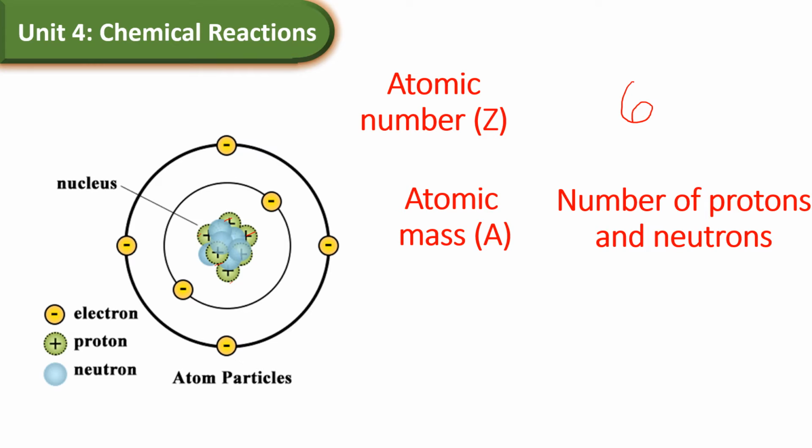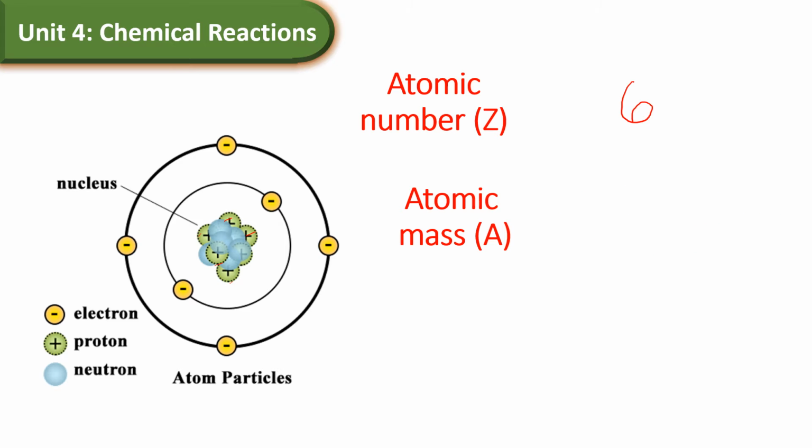And atomic mass tells you the number of protons and neutrons. So what is the atomic mass of this atom? There are 6 protons. And how many neutrons are there? We have 1, 2, 3, 4, 5, 6 also. So you have 6 protons plus 6 neutrons, so you will get an atomic mass of 12.